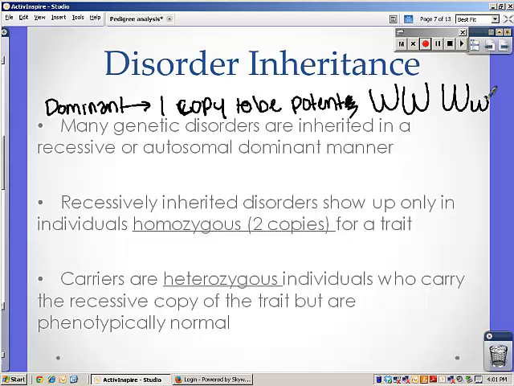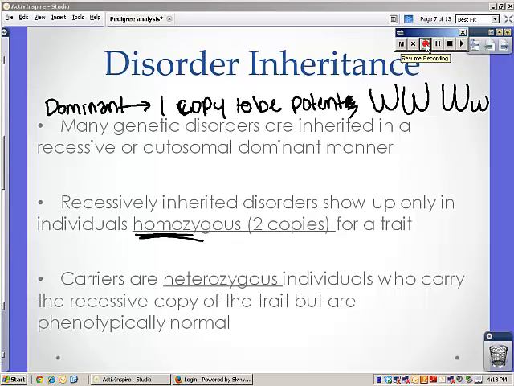Now, what do I mean by these terms homozygous, heterozygous, dyad, whatever? Let me talk about them. So here we go. Homozygous, meaning 2 copies. Okay? If I said to be homozygous, I have to have 2 copies. Homozygous always means 2 copies.